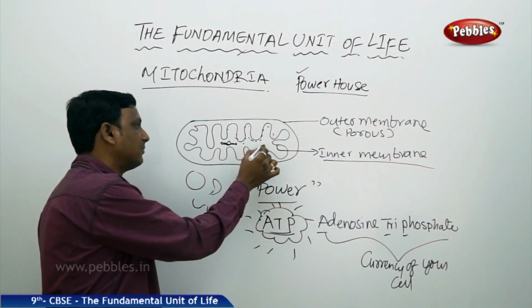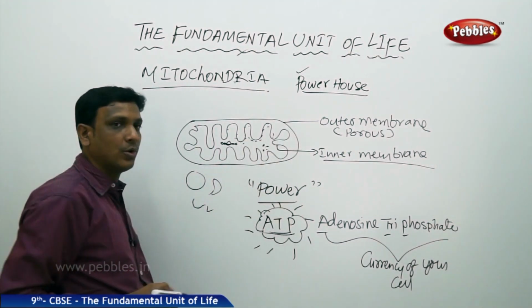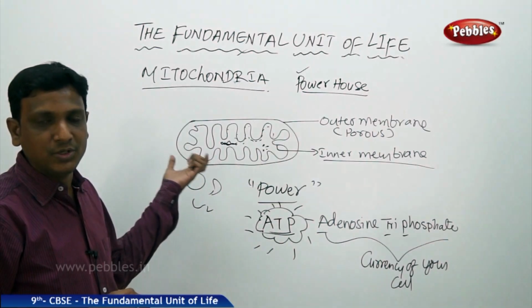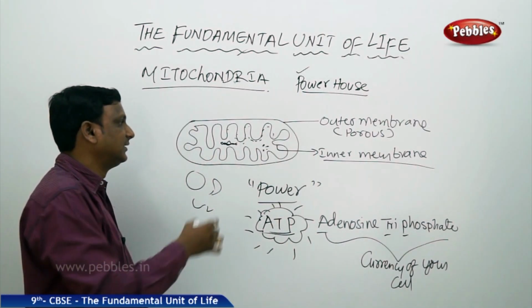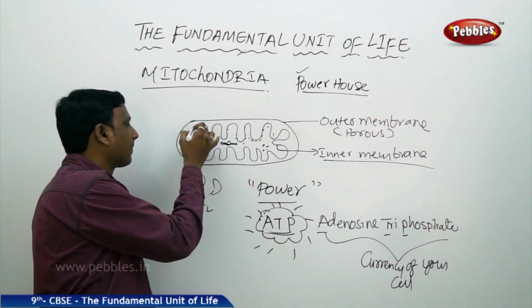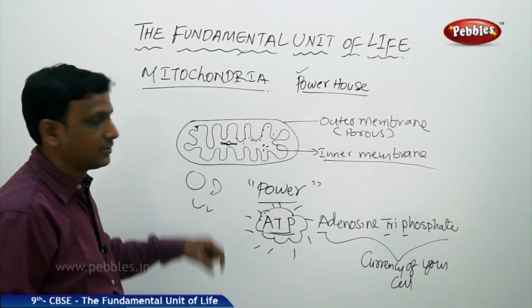It has its own ribosomes, so by that it can prepare its own proteins. So mitochondria is able to produce its own proteins itself. So that is the structural features of a mitochondria.